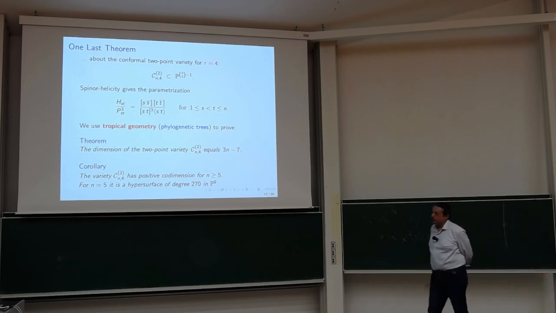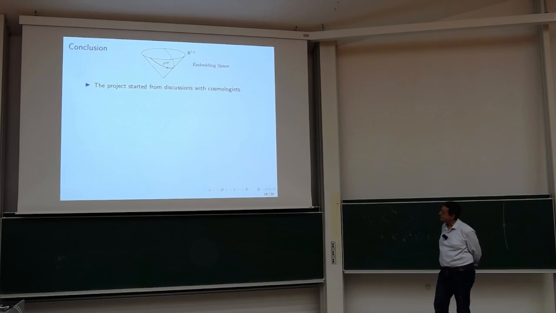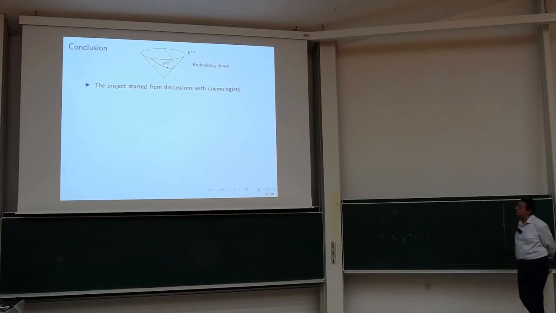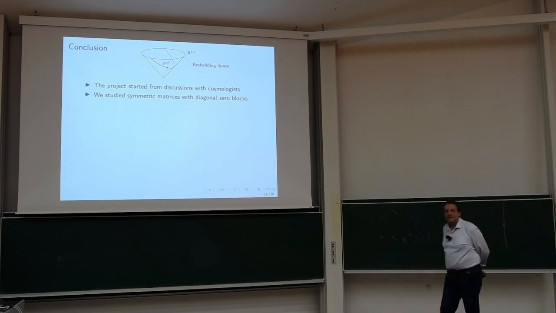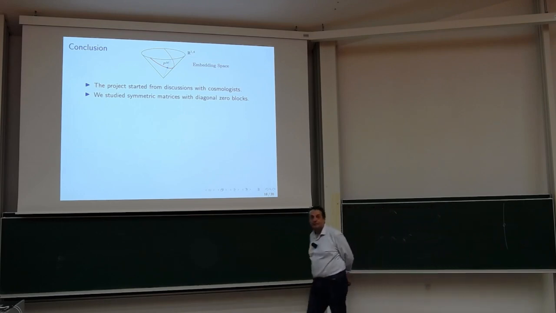Very good. So I'm going to wrap up now on the last 3 slides. First of all, a conclusion slide. In this project, most of the theoretical results are results in commutative algebra. Commutative algebra is a field that studies blue adjectives and red nouns. What did we study? We studied symmetric matrices with diagonal 0 blocks, and I think the postdocs here thought this was somewhat fun to do, maybe.